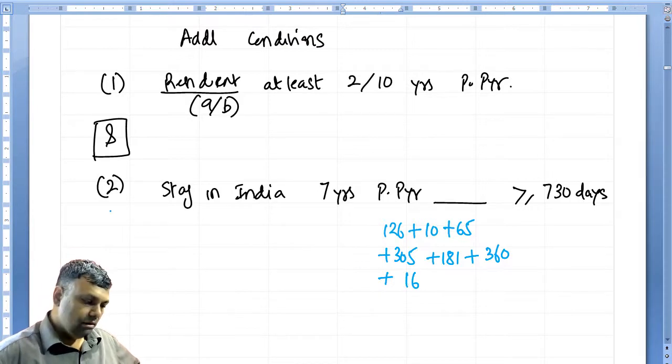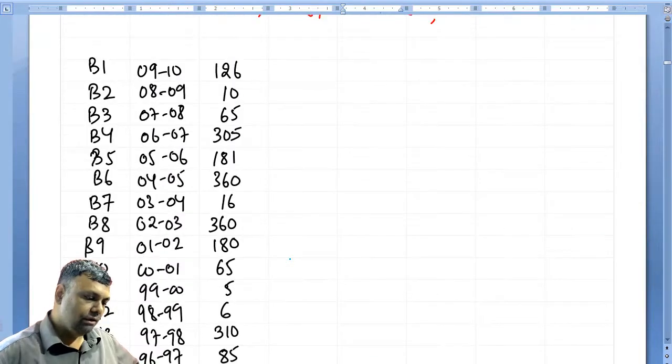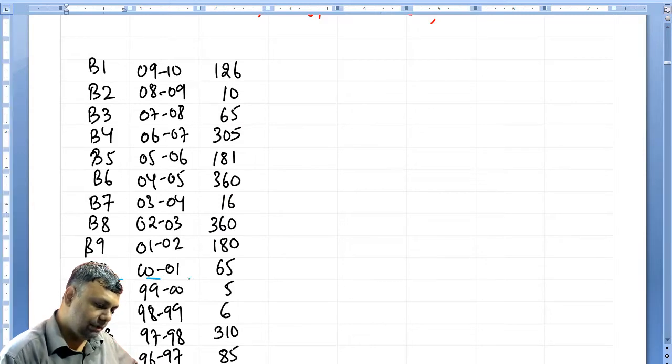Now let's go to that A or B kind of situation. For that you have to go 10 years back. 1, 2, 3, 4, 5, 6, 7, 8, 9, 10. So you'll need to analyze 10 years.